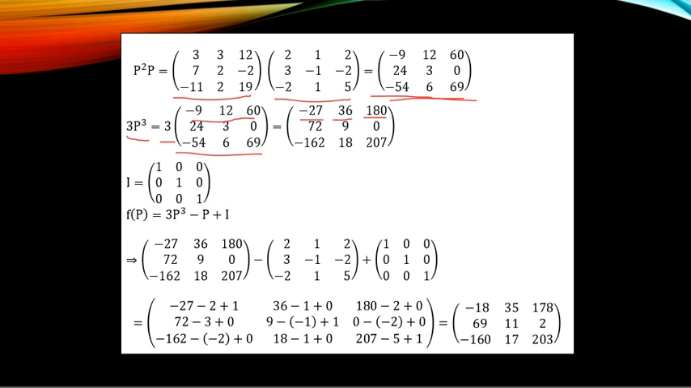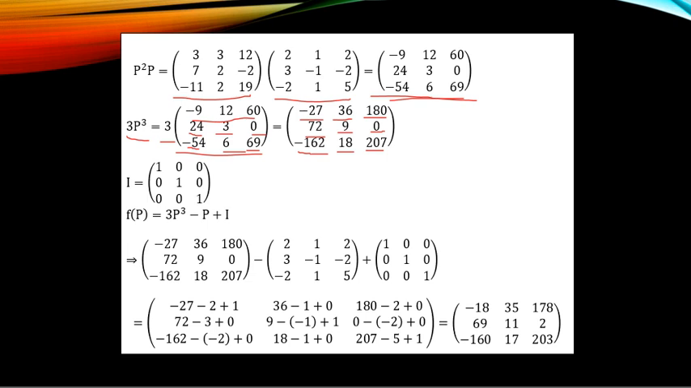Then for the second row, 3 times 24, you have 72. 3 times 3, you have 9. 3 times 0, you have 0. Okay? 3 times minus 54, you have minus 162. 3 times 6, you have 18. 3 times 69, 207. So this is matrix 3P cubed.